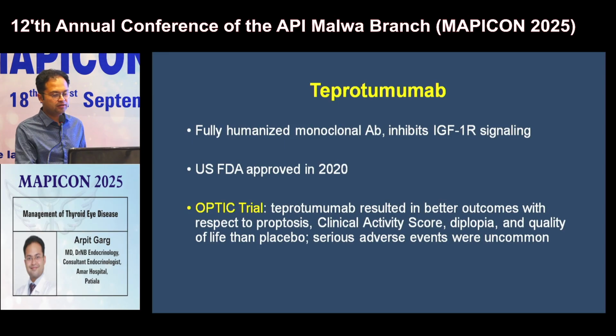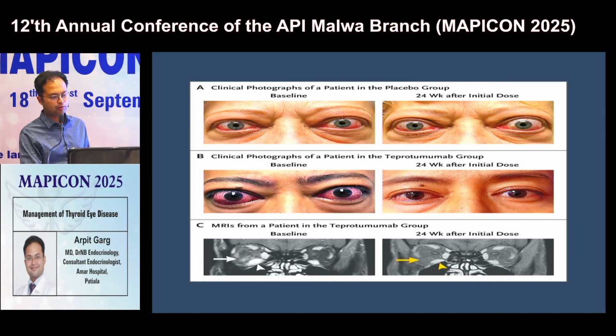And I must tell here that teprotumumab is the only drug for the management of Graves' orbitopathy which has shown improvement in proptosis. All the other drugs like glucocorticoids or any other immunosuppressive therapies, none of these therapies results in improvement in the proptosis. But teprotumumab is the one therapy which has shown improvement in proptosis.